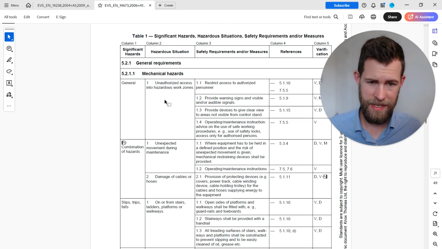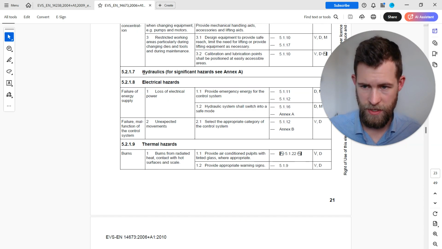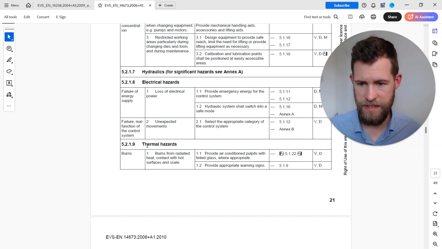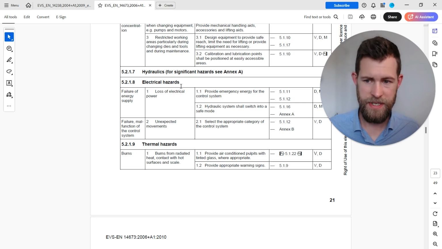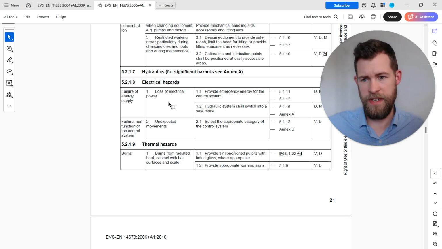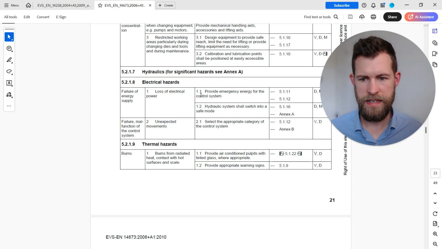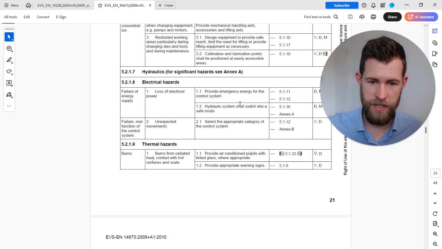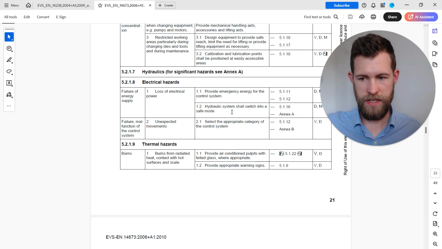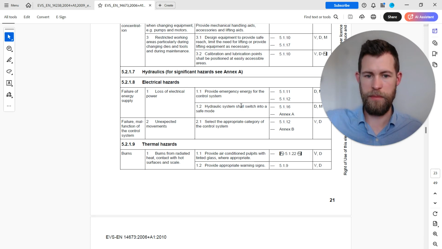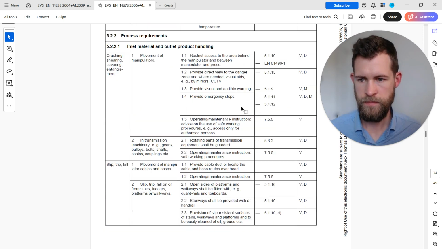And this is reasonably extensive. As you can see, this also covers things like the hydraulics for the machine, electrical hazards, thermal hazards, particularly focusing on, what is the safety issue. So if we have a loss of power, for example, due to a failure of energy supply, is it the case that there needs to be emergency energy provided for the control system? Or what happens with the hydraulic system if power is lost? Do we need a hydraulic system that can switch to a safe mode, that is able to hold the press in position so that we're not going to have any unexpected movement, we're not going to have a hazardous scenario occur?